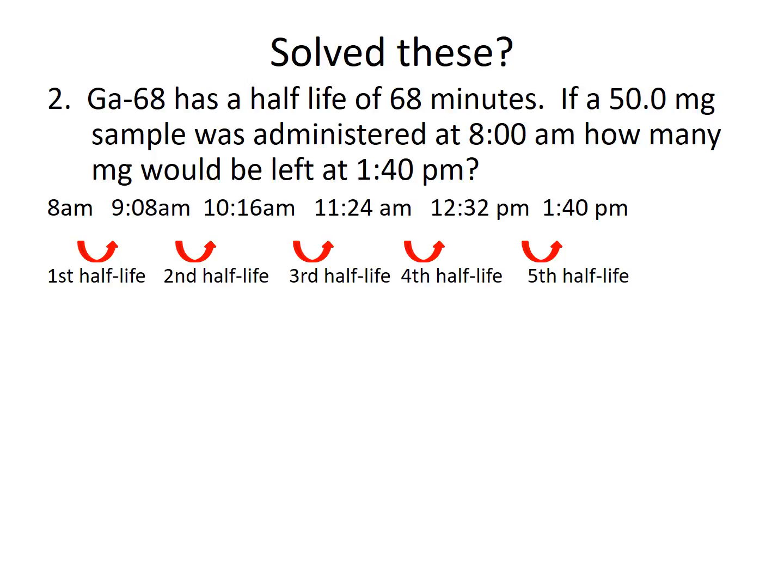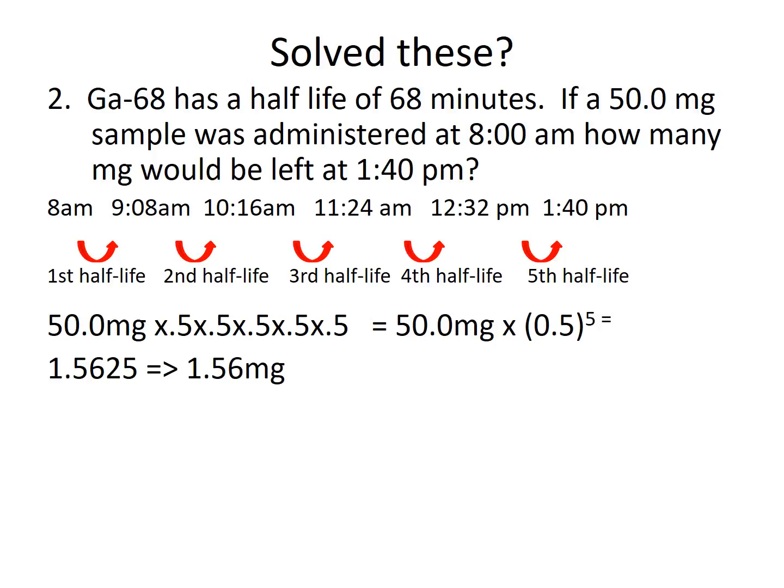So if you have a 50 milligram sample, and it cut in half 5 times, or in other words, 50 times 0.5 times 0.5 times 0.5 times 0.5 times 0.5, or 50 times 0.5 to the 5th power, that would end up with 1.5625, or 3 sig figs, 1.56 milligrams left. So the gallium-68 that you originally gave this patient at 50 milligrams would be depleted all the way down to 1.56 milligrams by 1:40 p.m. that day.